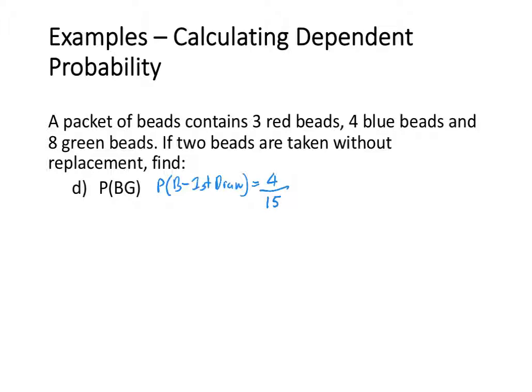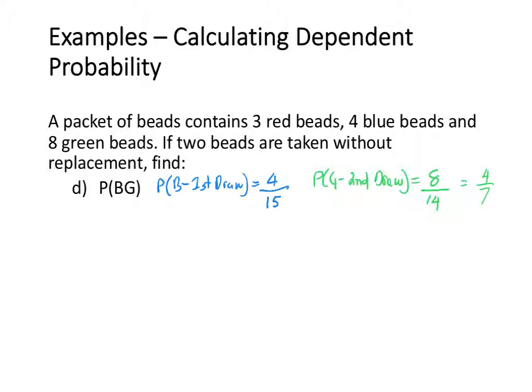The second step is going to be to calculate the probability of getting a green on my second draw. And then it's going to be total number of favourable outcomes, which is 8. So I've got 8 green beads divided by the total number of outcomes, which is going to be 14, because I've got 14 beads left after I've taken out my first bead, and that is going to simplify to 4/7.